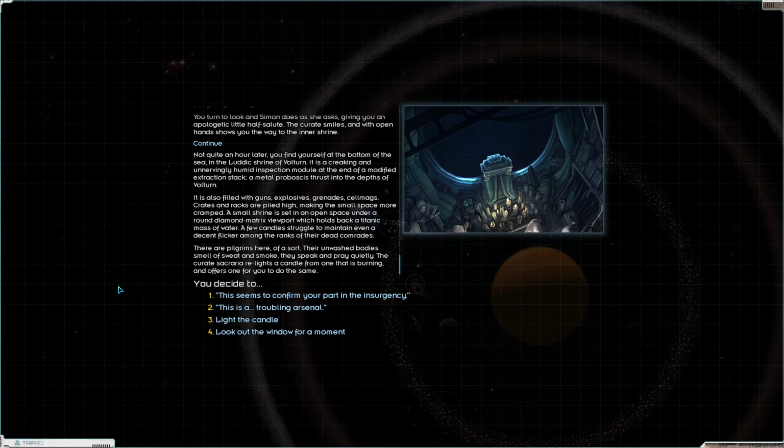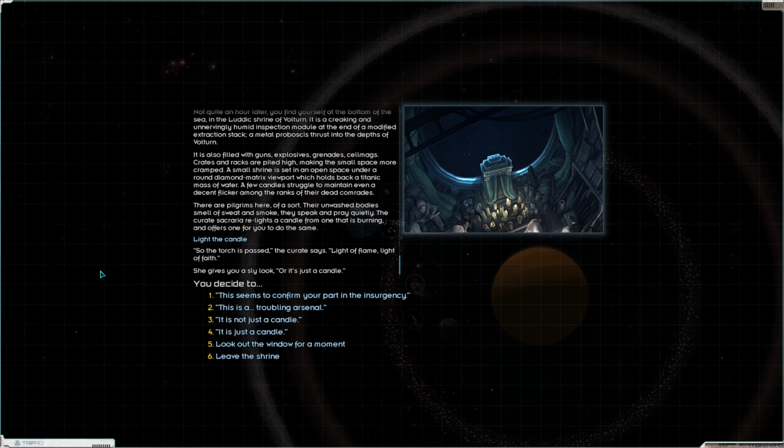There are pilgrims here of a sort. Their unwashed bodies smell of sweat and smoke. They speak and pray quietly. The curate Sacraria relights a candle from one that is burning and offers one for you to do the same. Light the candle. So the torch is passed, the curate says. Light a flame. Light a faith. She gives you a sly look. Oh, it's just a candle.